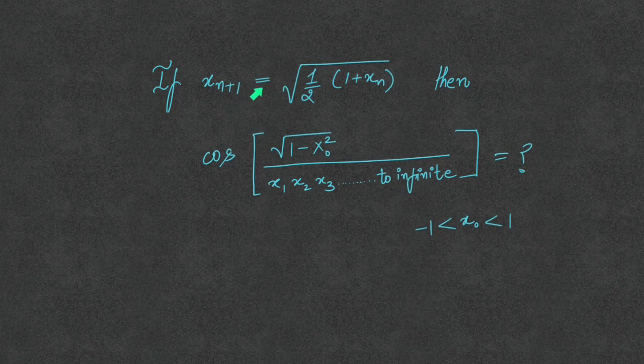x_{n+1} is equal to under root of 1 by 2 into (1 plus x_n). Then what is the value of cos of (under root of 1 minus x0 square upon x1 into x2 into x3 up to infinity), and x0 lies between minus 1 and 1? As I can see here, it is 1 minus x0 square with the under root, so I'll put the substitution here.